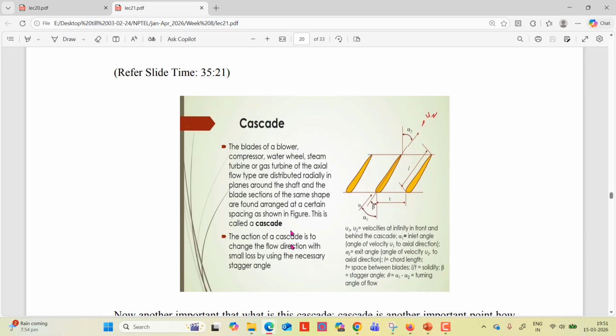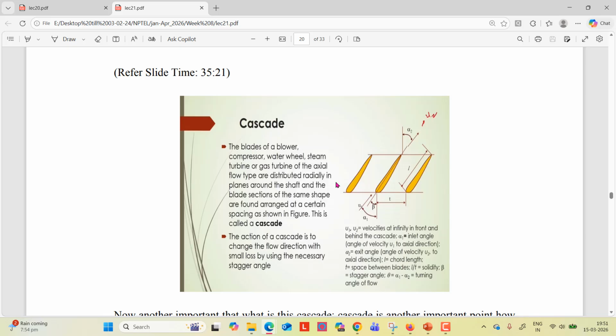So now, what is a cascade? If this kind of wings are there simultaneously, like the blades of a blower, compressor, water wheel, steam turbine or gas turbine. If you have seen these things, you will relate more. Those of the axial flow type are distributed radially in planes around the shaft, and blade sections of the same shape are arranged at a certain spacing as shown in the figure.